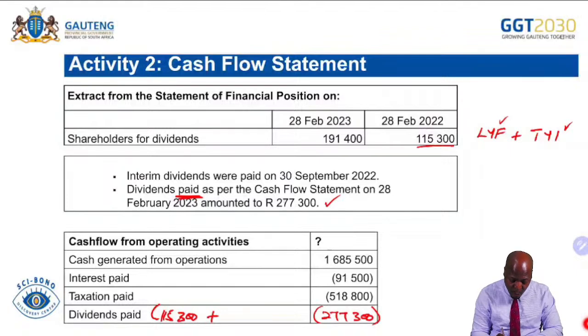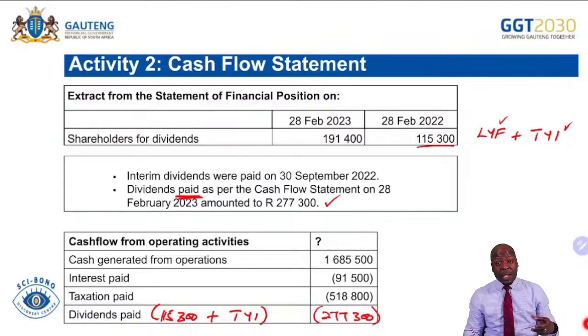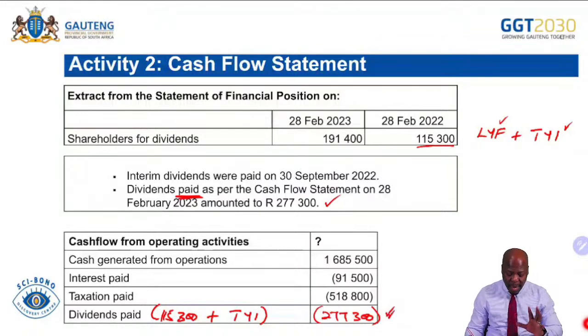And in this case, the question does not want us to struggle that much. So you would just have to add this year's interim here. But in this particular question, they did not give us the interim amount. Rather, they gave us the dividends paid amount already. So in that case, we were sorted. Okay, so remember, we have already done our interest paid, we've already done our taxation paid, and then we have our dividends paid.